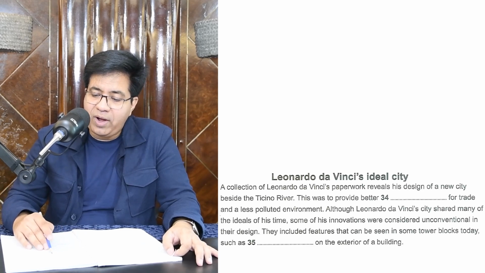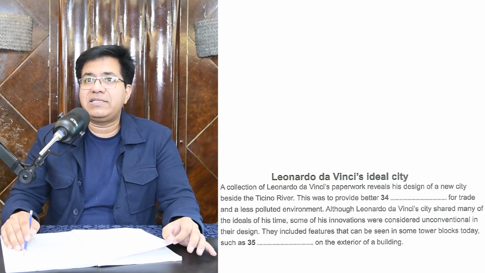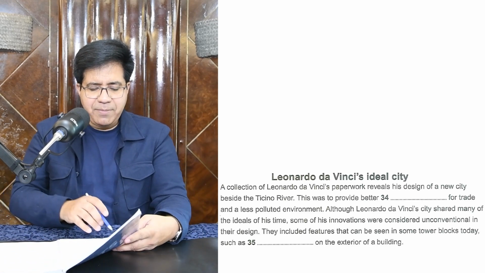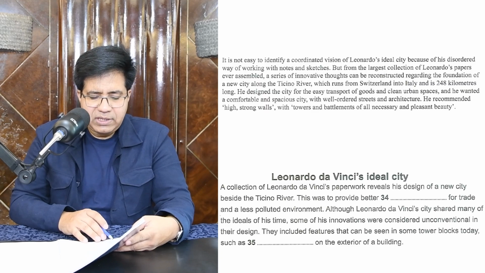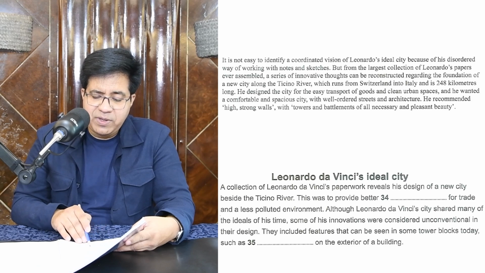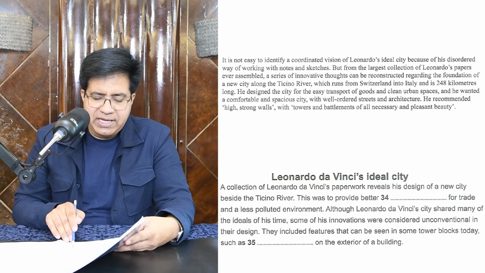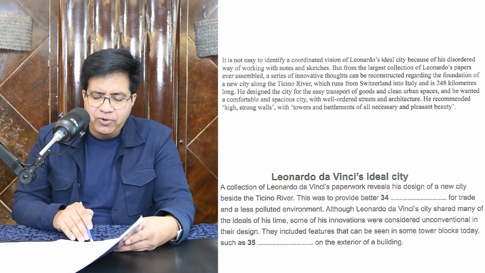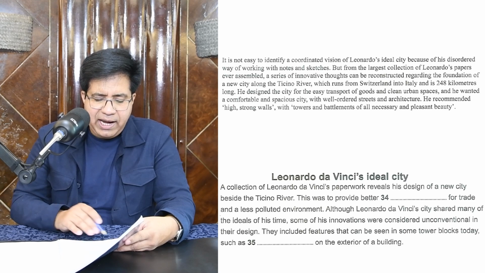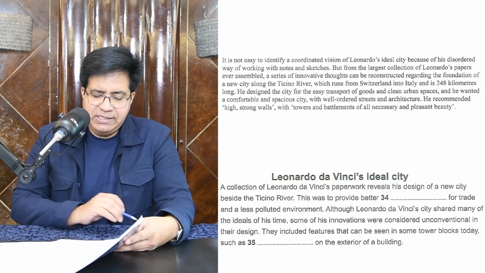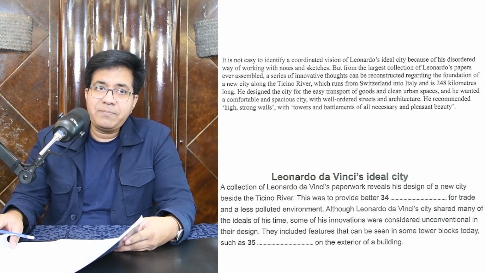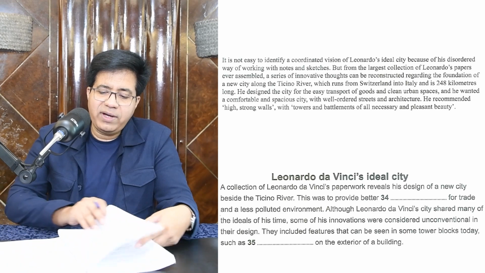Now, this was to provide better dash for trade. Better what for trade? Come back. Better dash for trade. So I'm reading it from Ticino River. Last paragraph, fourth line. A new city along Ticino River, which runs from Switzerland into Italy and is 248 kilometers long. He designed the city for the easy transport of goods and clean urban spaces, and he wanted a comfortable and spacious city. So he designed the city for the easy. Easy means better transport of goods. Now, what is the answer?